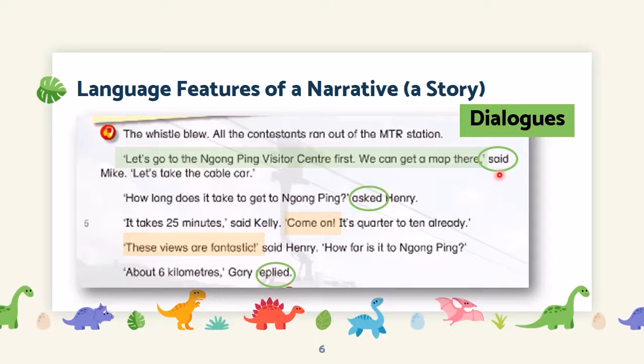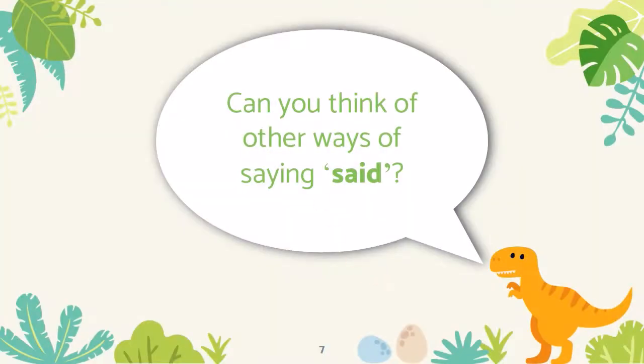We use different words to describe how these dialogues are said. Okay, we can use said, we can use ask when they ask a question, or we can also use reply when they reply to a question. Can you think of other ways of saying said? We use different ways of saying said to describe how the character says their dialogues, to express their feeling. Now pause the video and think of a few other ways of saying said.